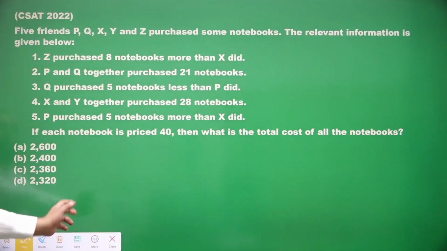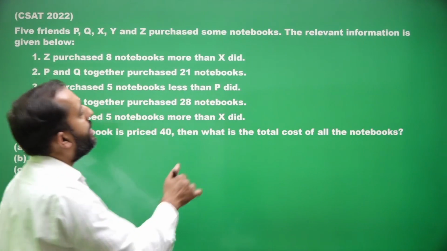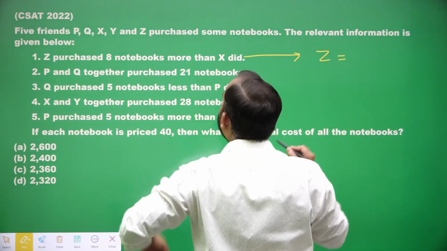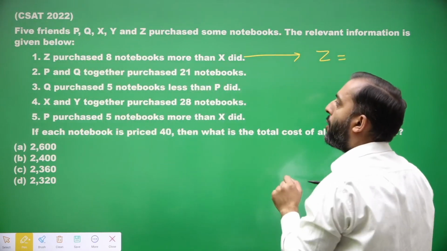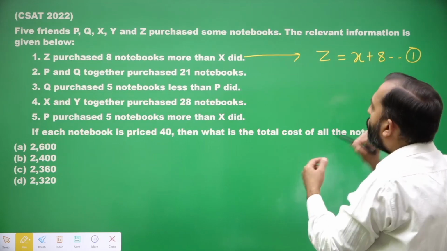It says Z purchased 8 notebooks more than X. Let's say the number of books purchased by Z is Z only and the number of books purchased by X is X only. Then as per statement number 1, Z must be equal to X plus 8. This is our equation number 1.